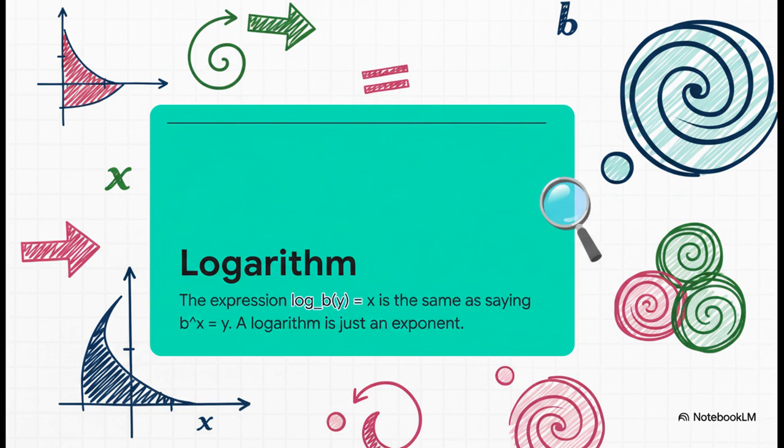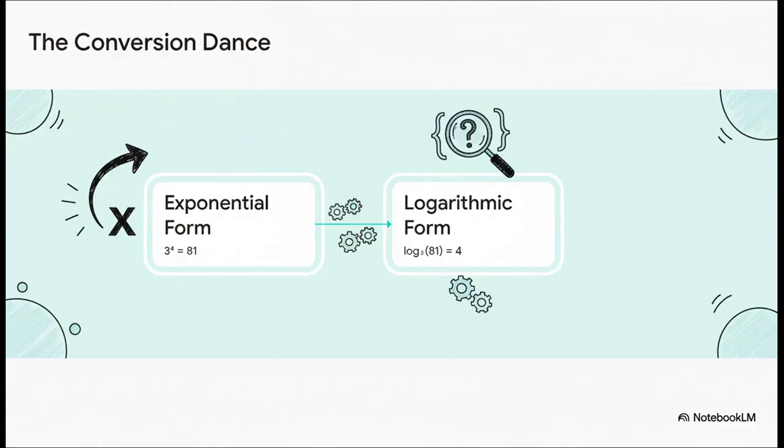This relationship right here, this is your master key. Saying log base b of y equals x is just a fancy way of saying b to the power of x equals y. They're two sides of the same coin. I like to think of it as a little conversion dance. You can always go back and forth.